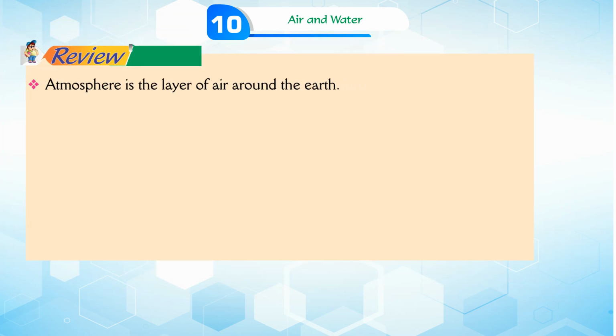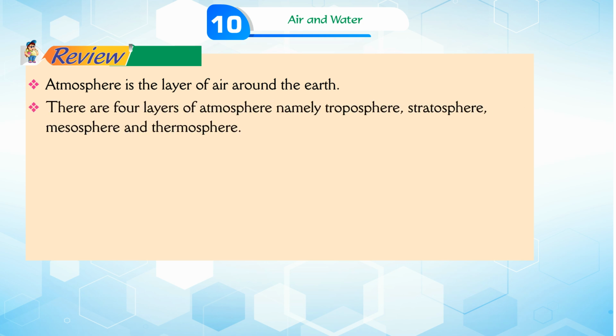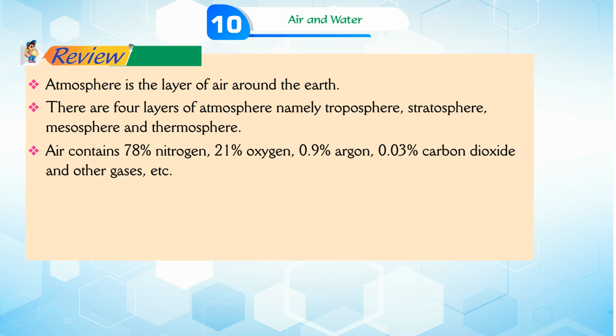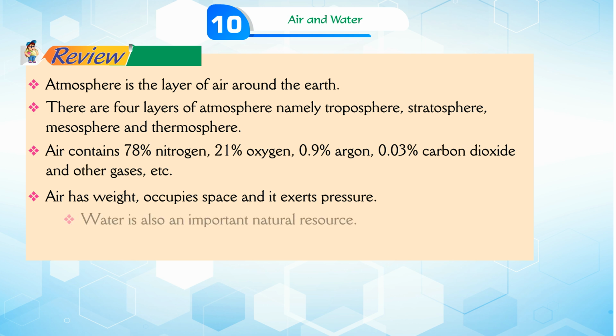Review. Atmosphere is the layer of air around the earth. There are 4 layers of atmosphere, namely troposphere, stratosphere, mesosphere, and thermosphere. Air contains 78% nitrogen, 21% oxygen, 0.9% argon, 0.03% carbon dioxide, and other gases. Air has weight, occupies space, and it exerts pressure.